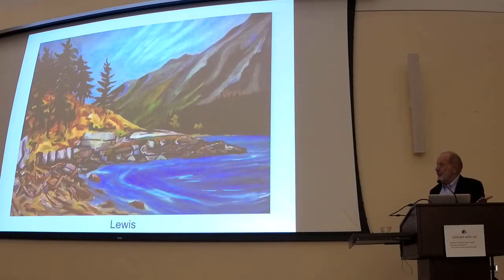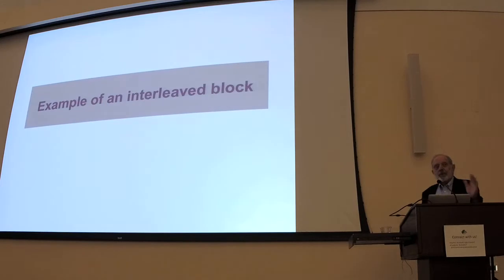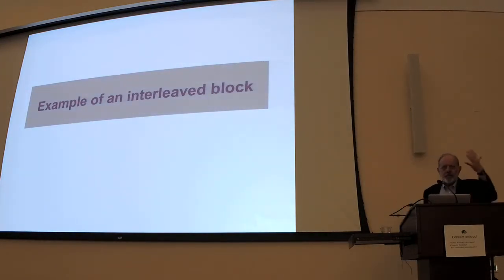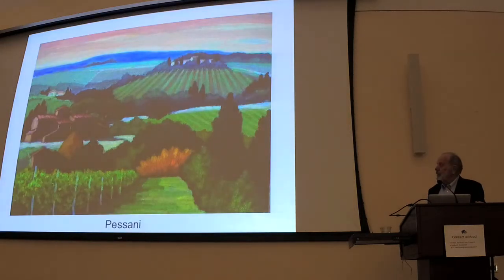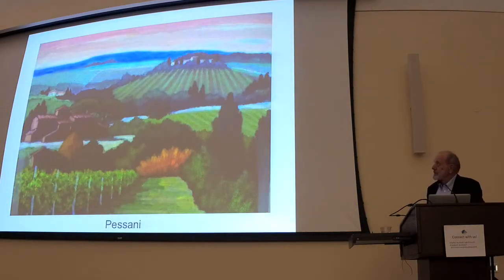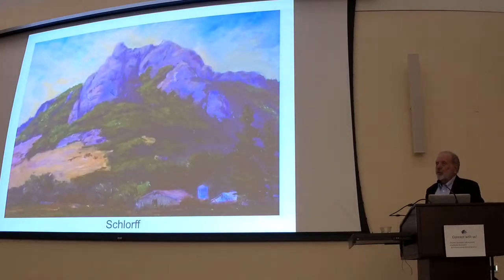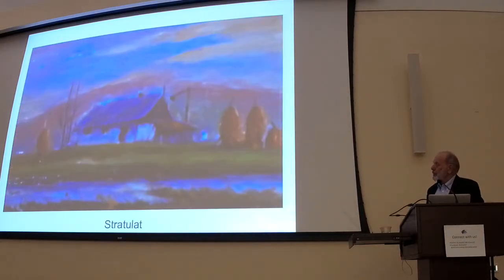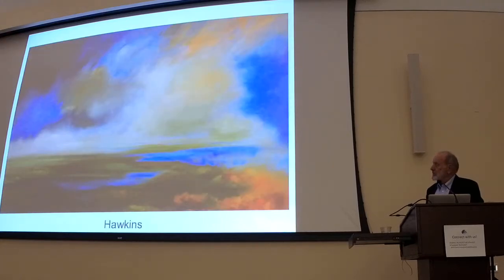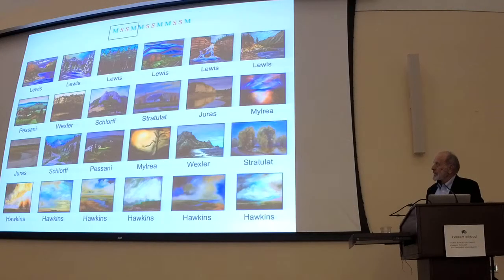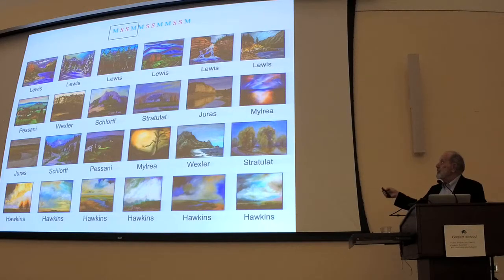Lewis, they're unknown painters, basically. So that would be a block. Did you feel like it started getting Lewis's style induced there, the brush strokes and so on? An example would be, there's a Pisani, and now we see a Wechsler, and now we see a Schlorf, and now a Straccialat, and now Hawkins, Milrea. That's an interleave block.